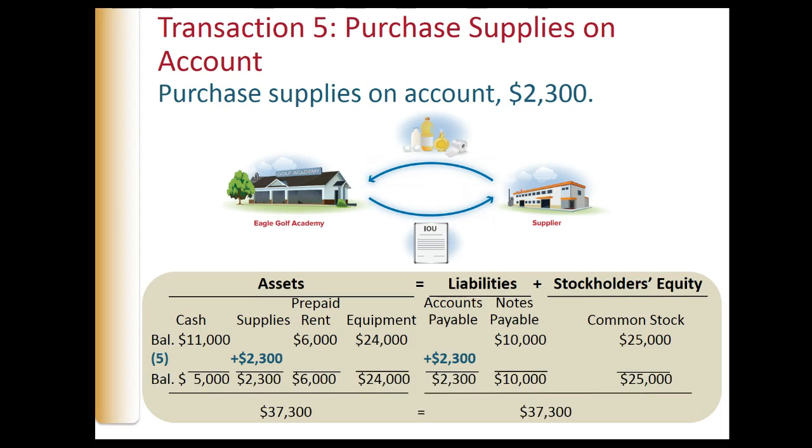Do you see how our total assets increased $2,300? Now we're at $37,300. And the other side of the equation, the liabilities and the owner's equity, have also increased $2,300. So now the other side of the equation is also $37,300.